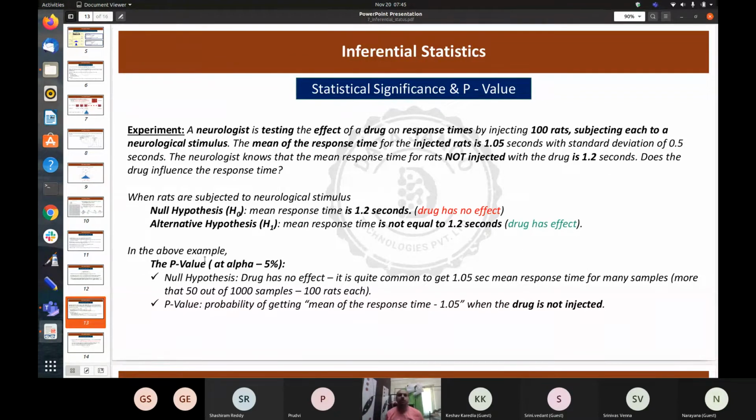Got it? Is it still confusing? Yeah, I understood. Right. Let me try to draw this and explain a little bit, and then we'll take a simple example. This example will make it more clear.